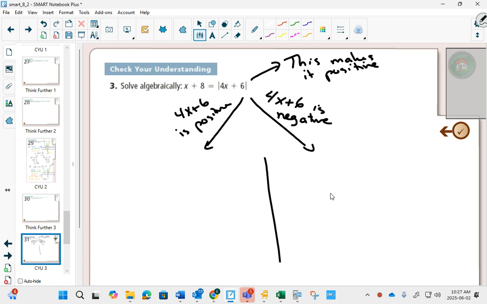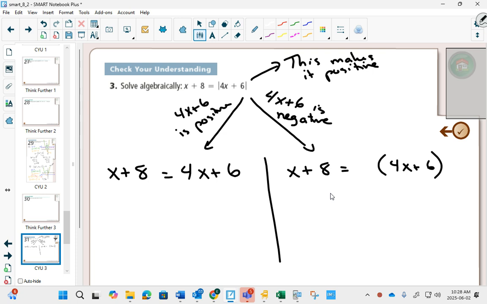If the 4x plus 6 is positive, do the absolute values do anything? No. You could just ignore them. But if the 4x plus 6 is negative, what does the absolute value do to that negative number? It makes it positive. Algebraically, how can you make a negative number positive? You can take that whole negative number and multiply it by a negative, then it would become positive.